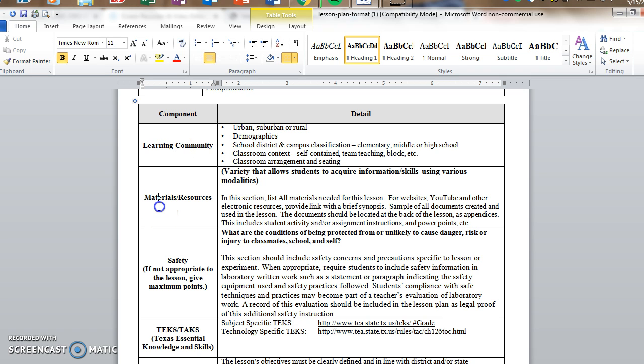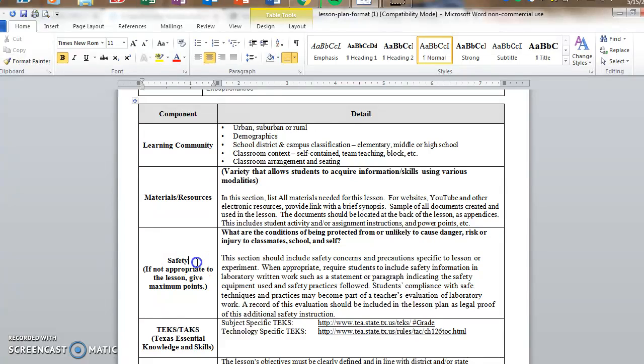Next, you'll have to document the materials and resources. Things you use to do the lesson plan. So in this section, list all materials needed for this lesson. For websites, YouTube and other electronic resources, provide links with a brief synopsis, sample of all documents created and used in the lesson plan. The documents should be located at the back of the lesson plan in appendices. This includes student activity and/or assignment instructions and PowerPoints.